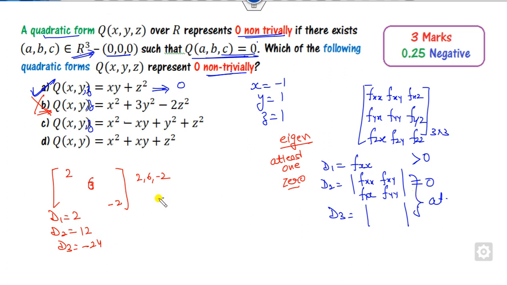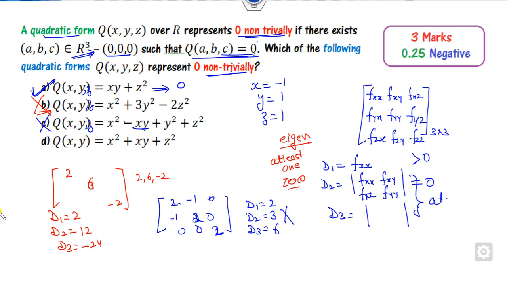Look at the third option. This is 2, this is 1, this is 1, this is xy. So this is -1, sorry, it's a 2, 2 and 2, -1, and the rest are all 0. What is D1 for this problem? It is my 2. D2 is 4 minus 1, which is 3, and D3 is the diagonal elements. At least one of them must be 0, so this is not satisfied. This option is also cancelled out.